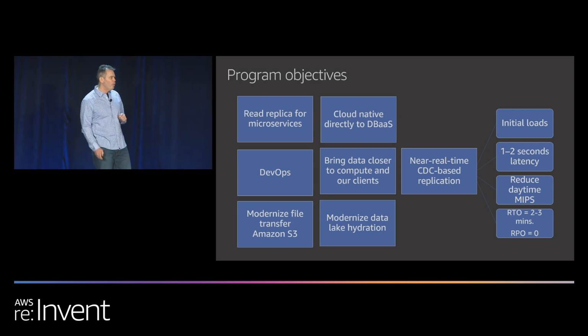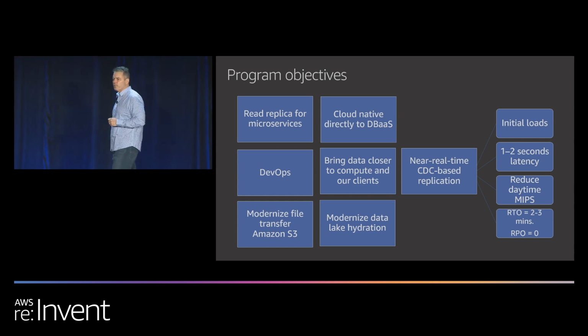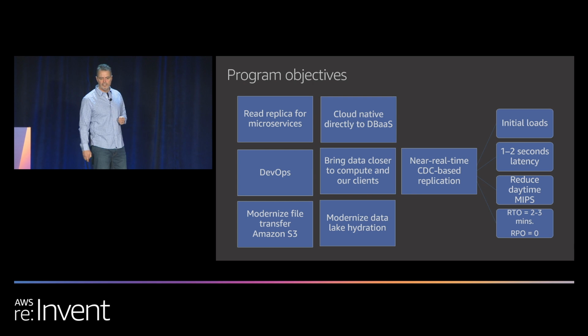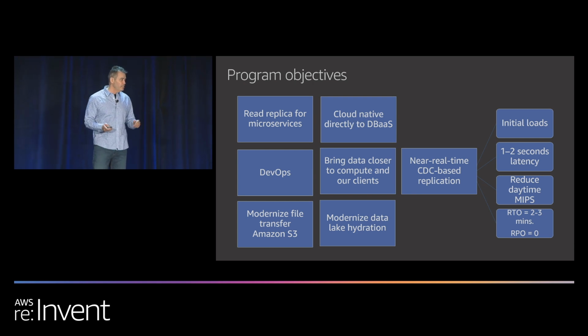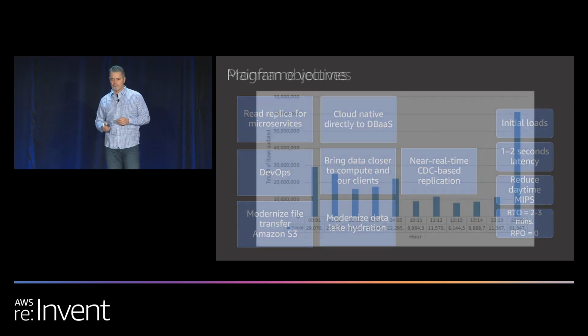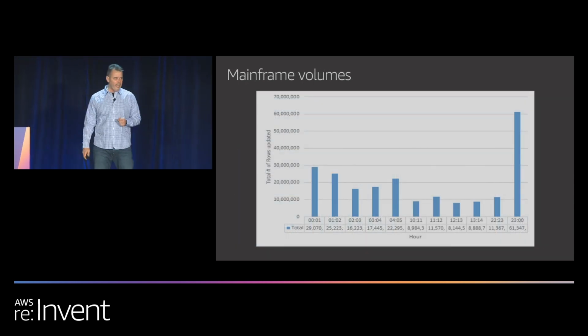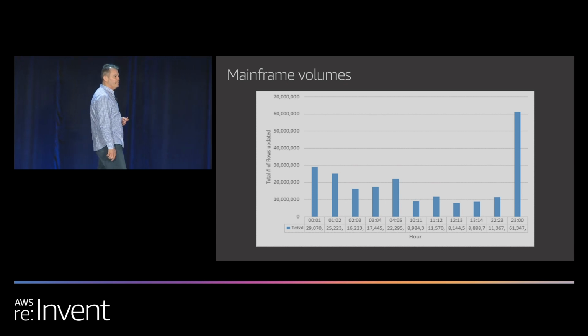We needed to provide 1 to 2 seconds of latency, and we also needed to reduce daytime MIPS. So it really was charged with moving as much of the data as we can up to the cloud so there's no reach back to DB2. Then we have a recovery time objective of 2 to 3 minutes, similar to how RDS works, and a recovery point objective of 0 data loss. Since this is replication, there's a slide at the end around data integrity that really touches this one.